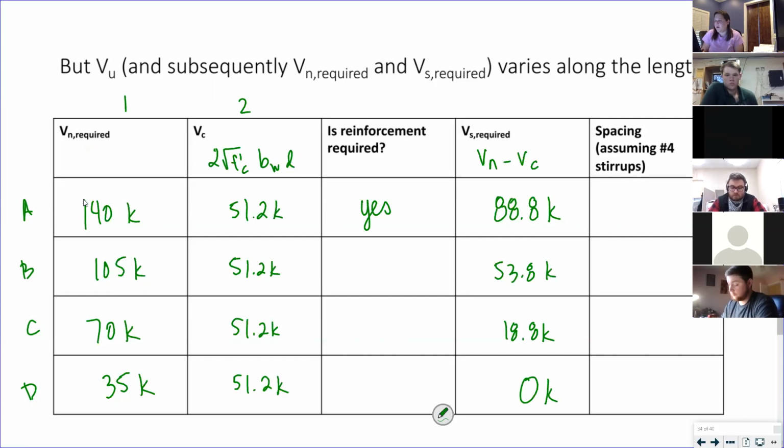So at point A, do I need shear reinforcement? Yes, because I need it for strength. At point B, do I need shear reinforcement? Yes, because I need it for strength. At point C, do I need it? Yes, because I need it for strength. At point D, though, I don't need it for strength.